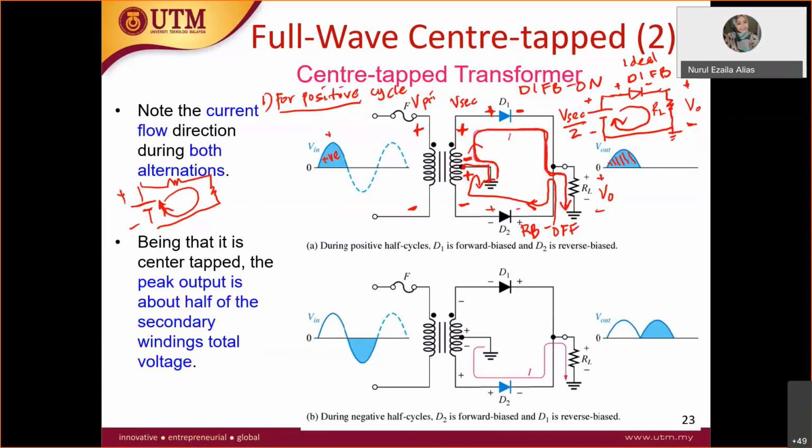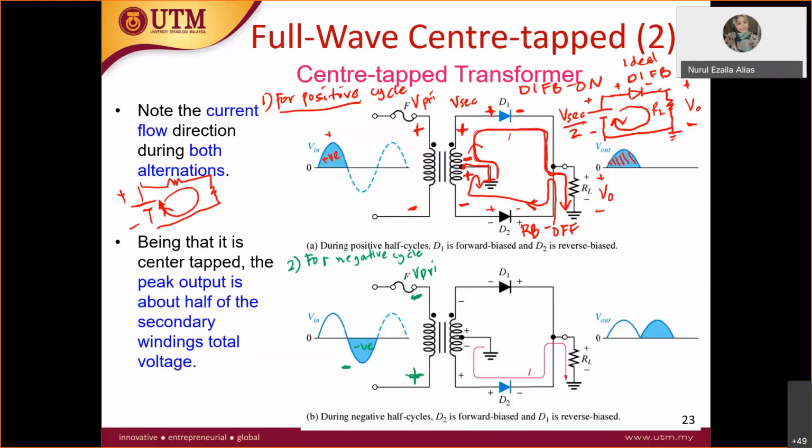So, number 2 is for the negative cycle. For the negative cycle, you know that you have this V primary. So this is negative. This is the standard procedure: when positive cycle, the top is plus; when negative cycle, the top is negative. Now the bottom one becomes positive.